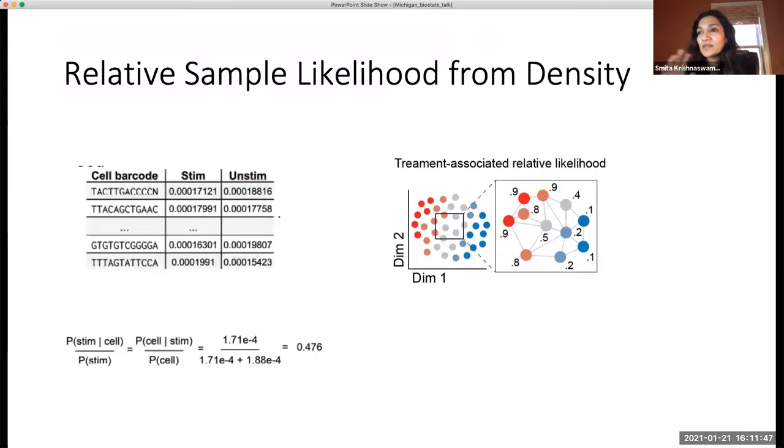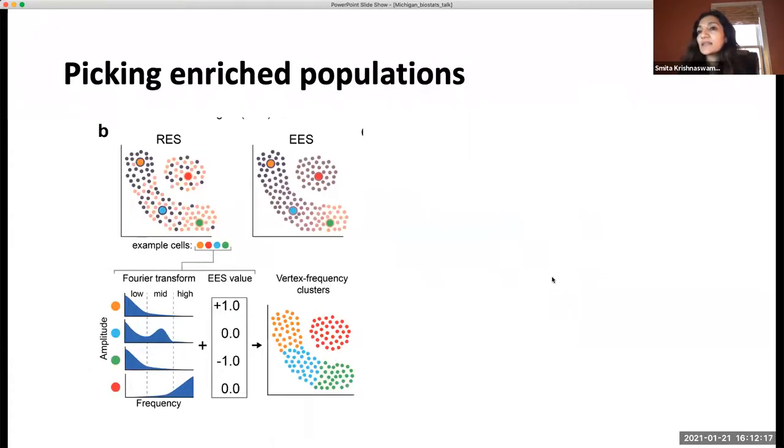And once we have the two different density estimates, we come up with a relative likelihood. So what we're saying is, how likely is this cell to come from the stimulated condition or the unstimulated condition, given that we estimated the density of each of these in the stimulated and unstimulated conditions? So that creates this likelihood signal. I think we're calling it the treatment associated relative likelihood. And this is very helpful for us. It can help us pick out regions of the manifold that are enriched.